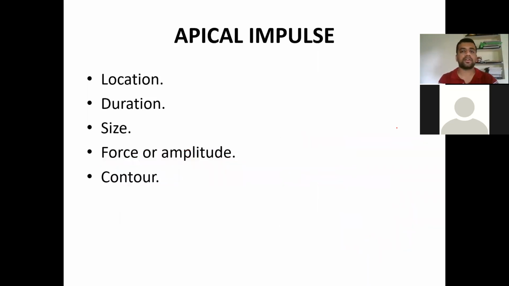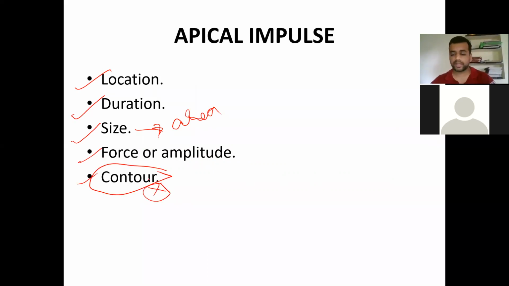For the impulse, you are going to describe its location, duration, size, meaning the area and how much it is extending, then force or amplitude, and contour. We do not use contour much, but we can put a graph and describe how it is.